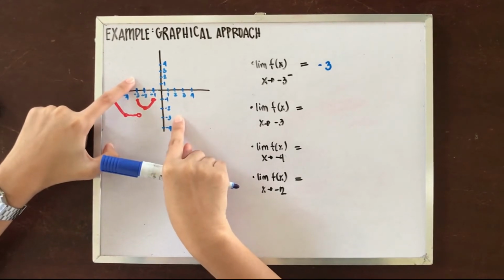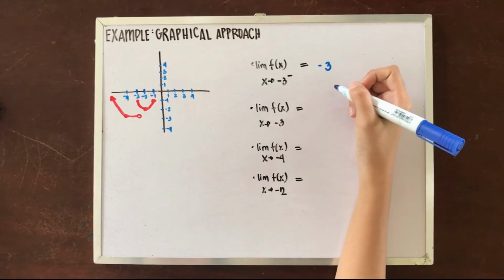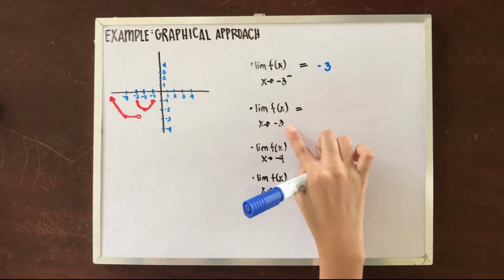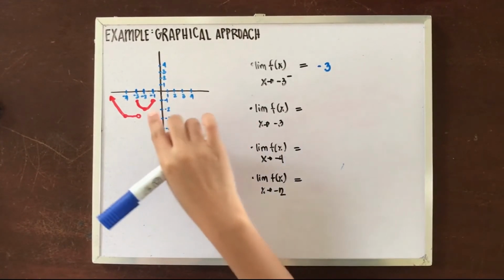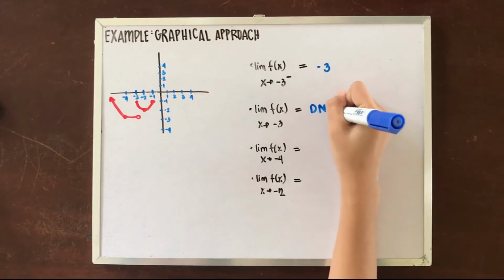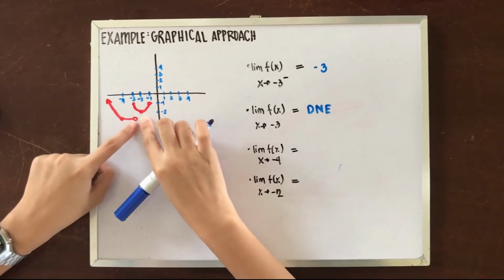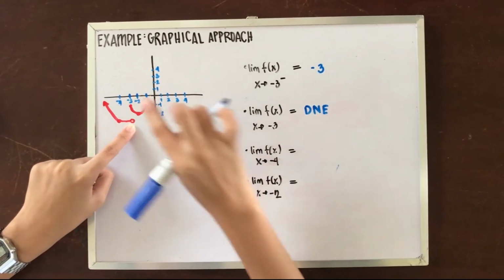Let's have another one. Let's look for the limit of f of x as x approaches negative 3 from both sides. In here, the limit does not exist since the lines and curves that are adjacent to negative 3 have different values. This ends at negative 3 while this ends at negative 1.